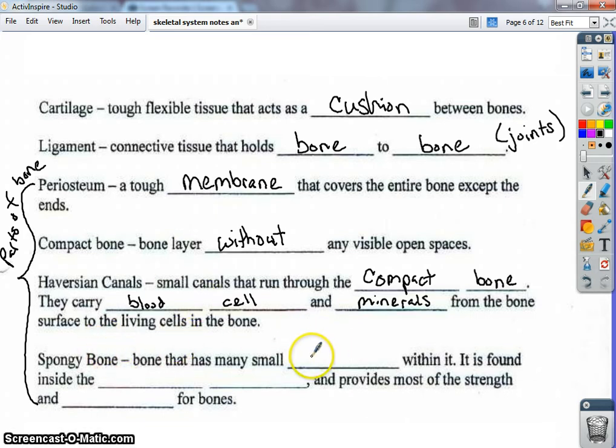Spongy bone, this has many small spaces within it, okay? And it's found within the compact bone. Alright, so this is more towards the middle of the bone itself, and this is where it provides most of the strength and support for your bones. Alright, so the spongy bone is actually the strongest part. It sounds like it might be weak because you think of sponges as porous and open and squishy, but actually the spongy bone is where most of the strength and support for bones can be found.